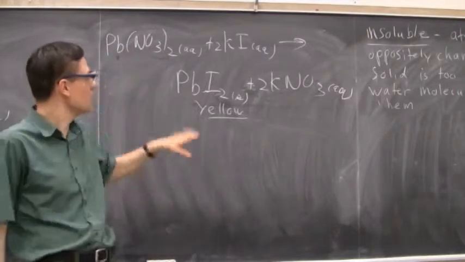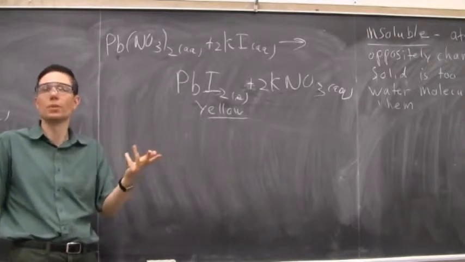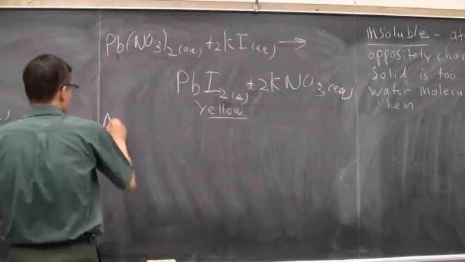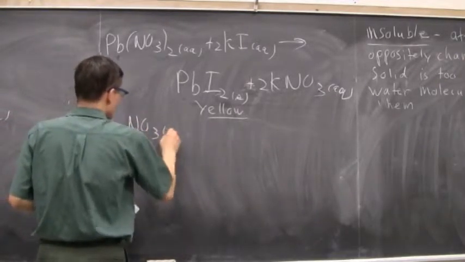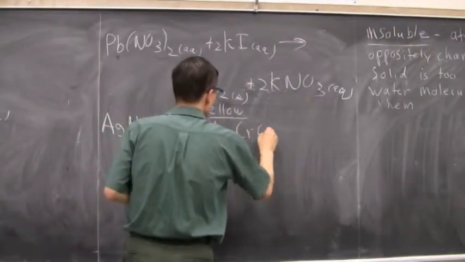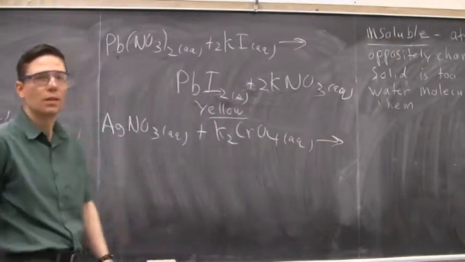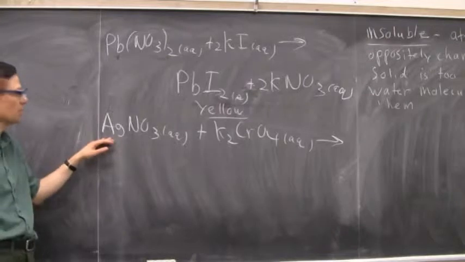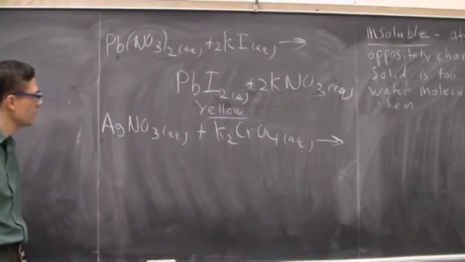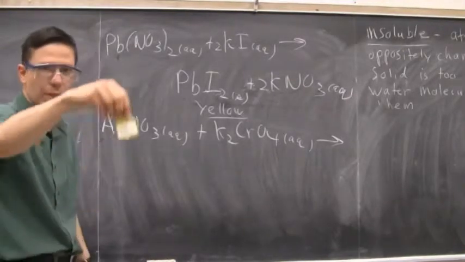I have another one, but any questions first on how I got this? Okay, it's all solubility rules and knowing about double displacement reactions. All right, the next one. Again, I'll give you the states for the reactions. So I have silver nitrate and potassium chromate. Silver nitrate I have in one brown bottle here, and this is the potassium chromate.